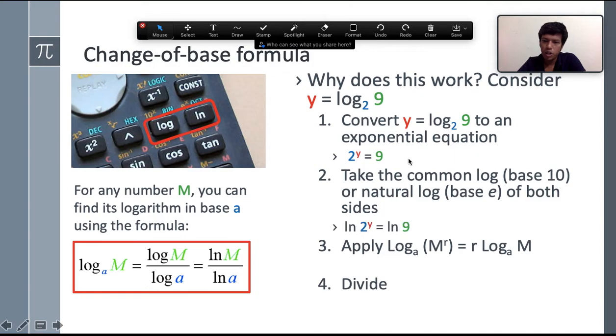Now we can take log on both sides, or ln on both sides, right? Then this y can come to the front. Then it will be ln 9 divided by ln 2, so we can find the answer. Now in the second step, if we multiply by log base 10, or just use this log button, then it becomes y equals log 9 divided by log 2. The answer will be the same, 3.177. So don't worry about that, they will be the same answer.